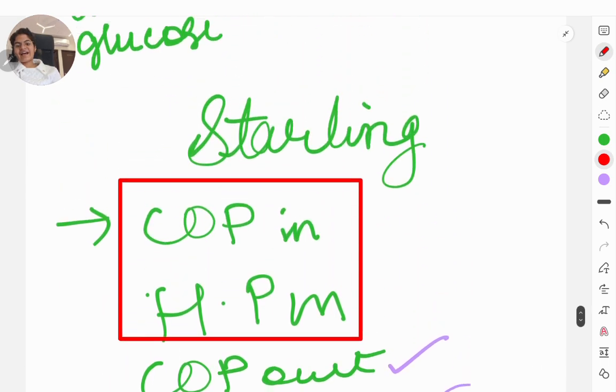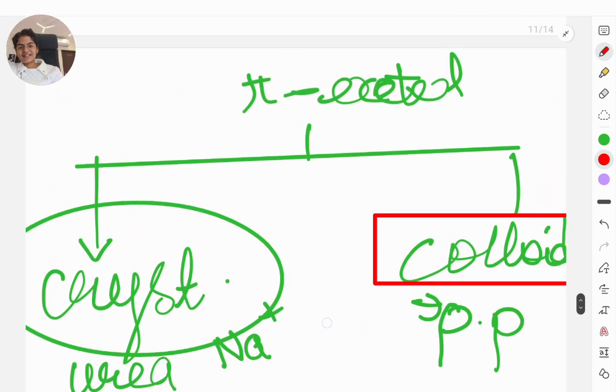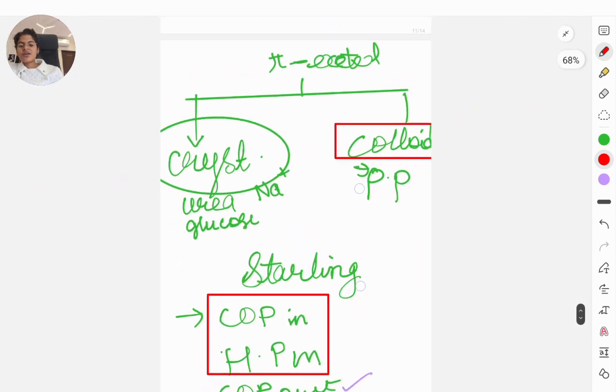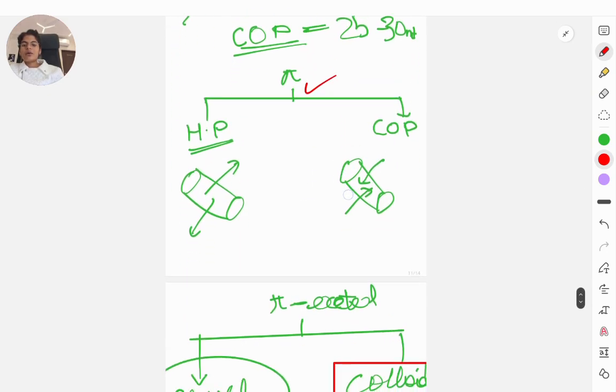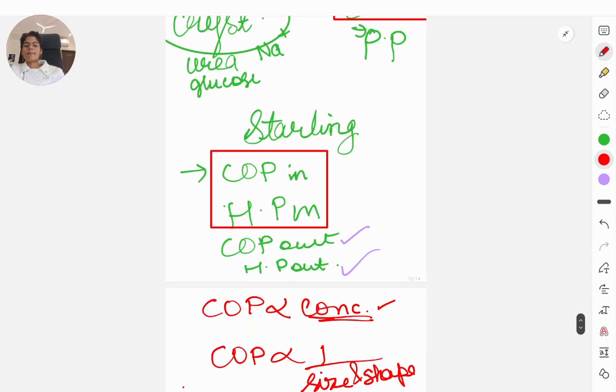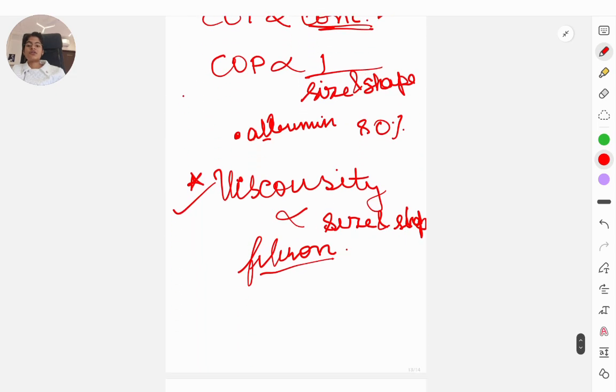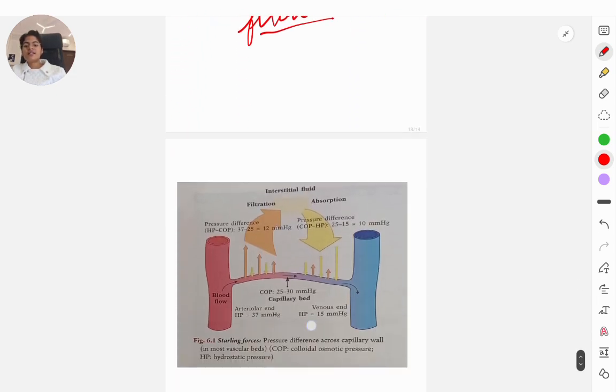This was actually not the thing I wanted you to relate with this, but with the flow I told you at this point. But I want to tell you about the colloidal osmotic pressure and hydrostatic pressure. Now let's play a game with this.